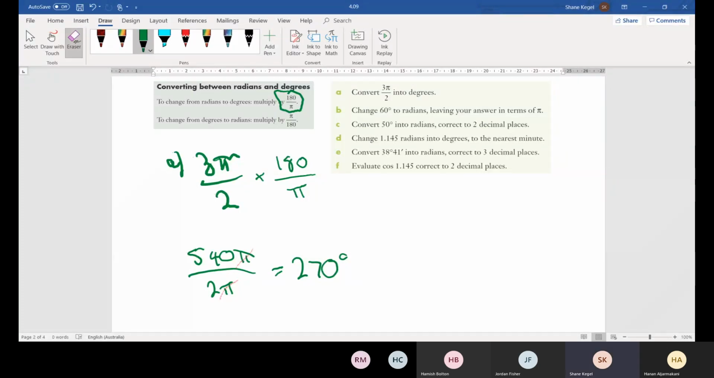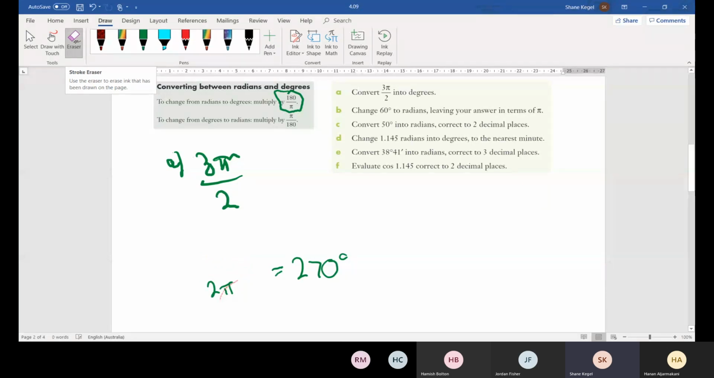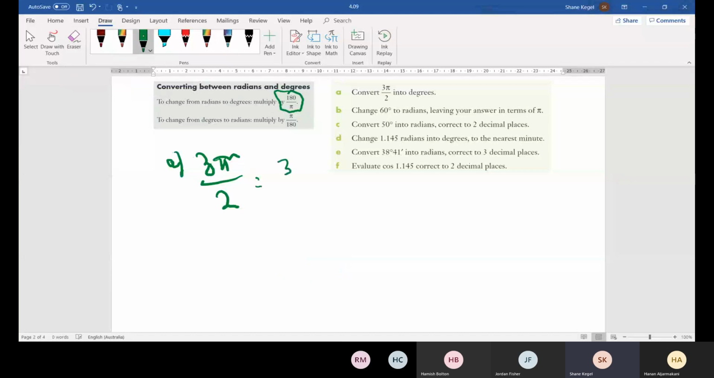Okay, another way I could have done that, a quicker way, is I know that pi, or 1 pi radian, equals 180. So I could just substitute 180 in where pi is. That'll look like this: 3 times 180 on 2. Again, you get 540 on 2, which gives us our answer. So let's get rid of this and put our answer here. Yep, equals 270 degrees.